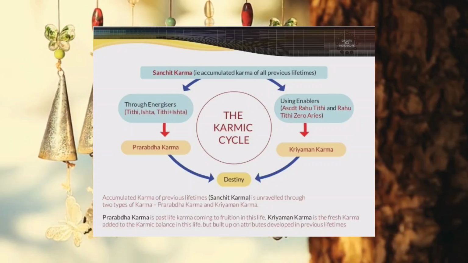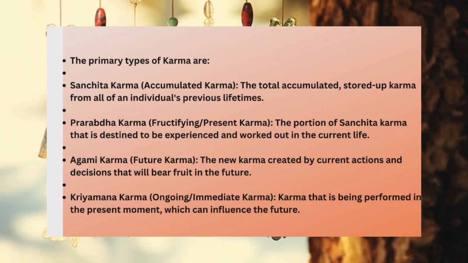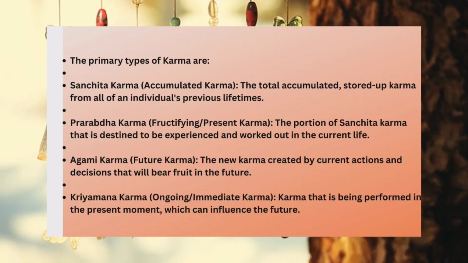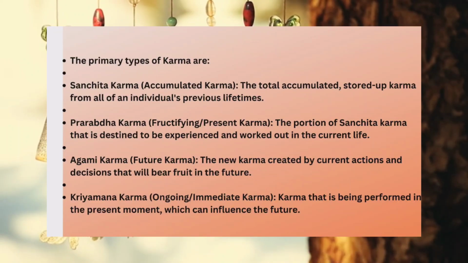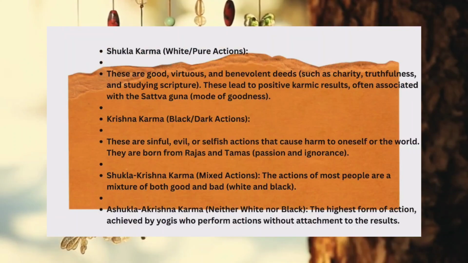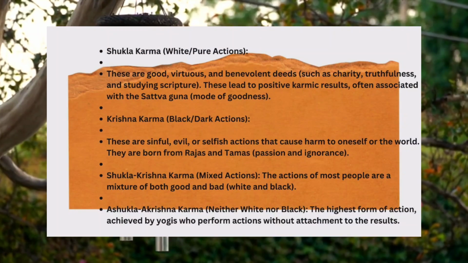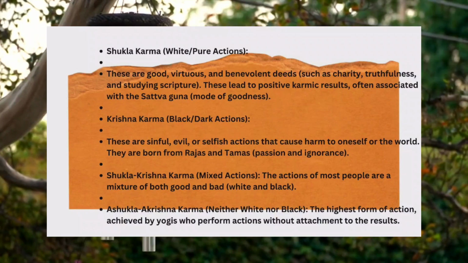Prarabdha karma, fructifying, ripe karma. This is the portion of Sanchit karma that is selected to be experienced in the current life. It determines one's birth, family, lifespan, and major life experiences. It is in motion and cannot be avoided.